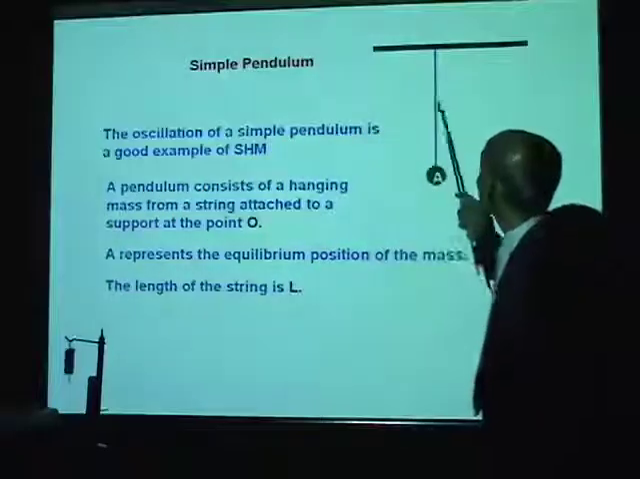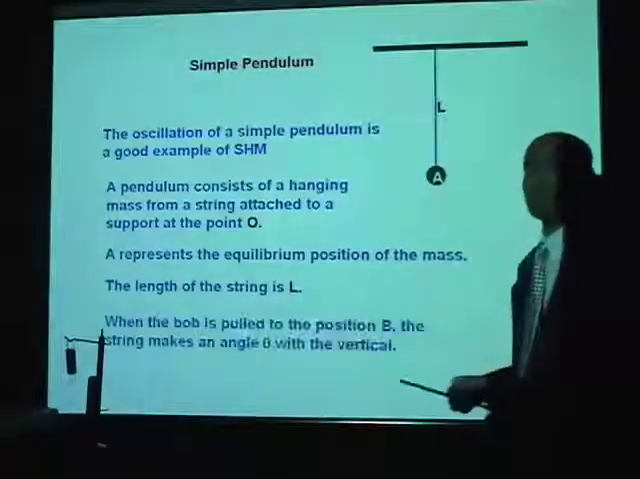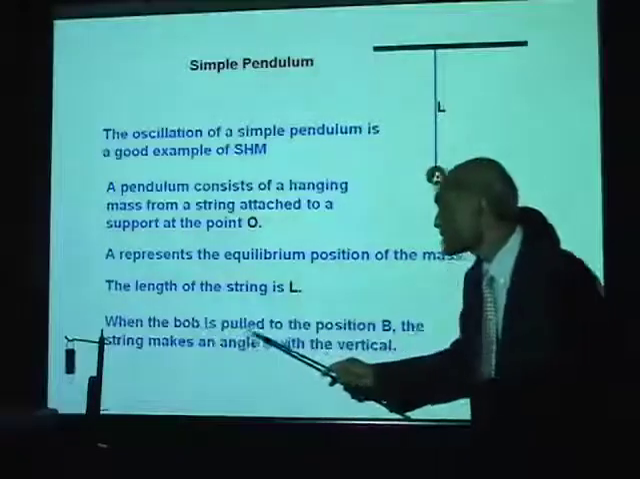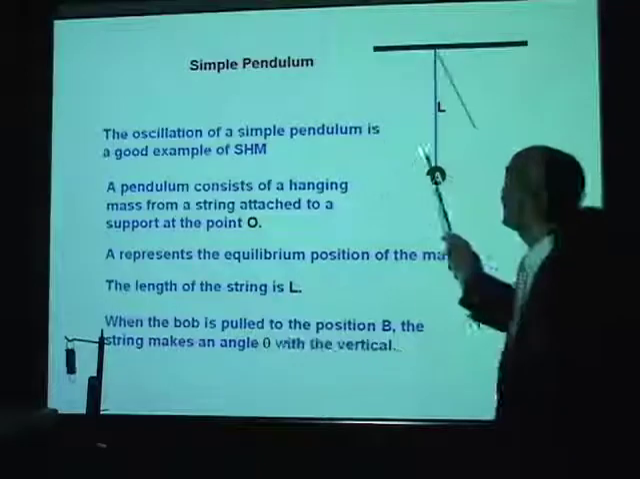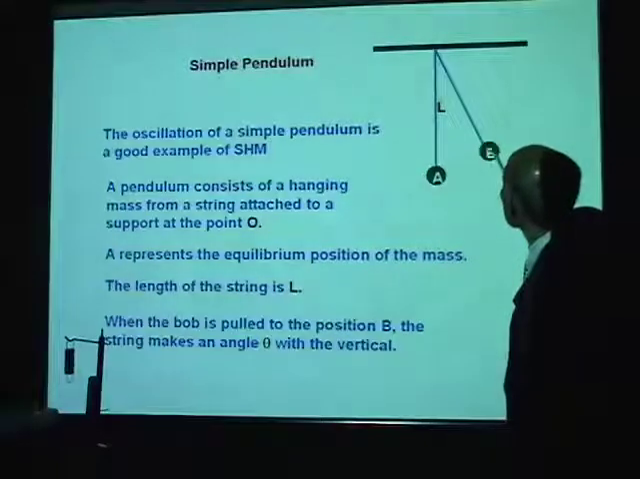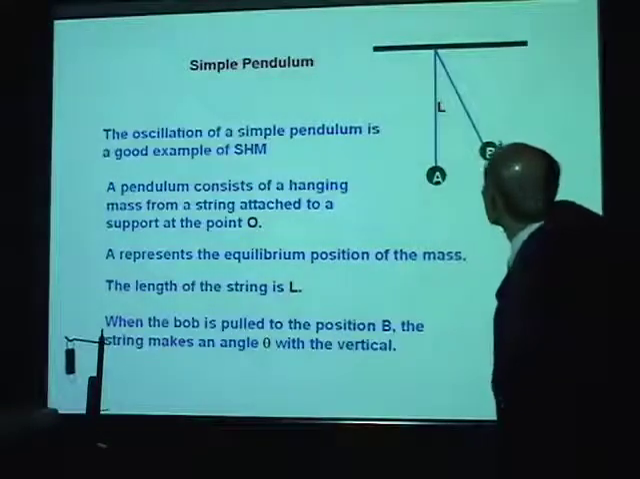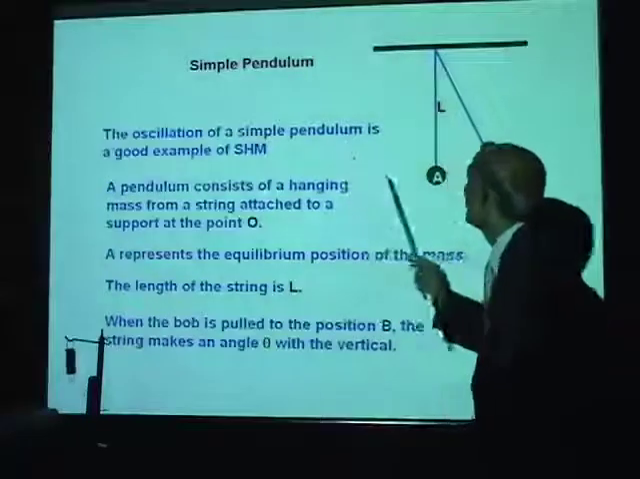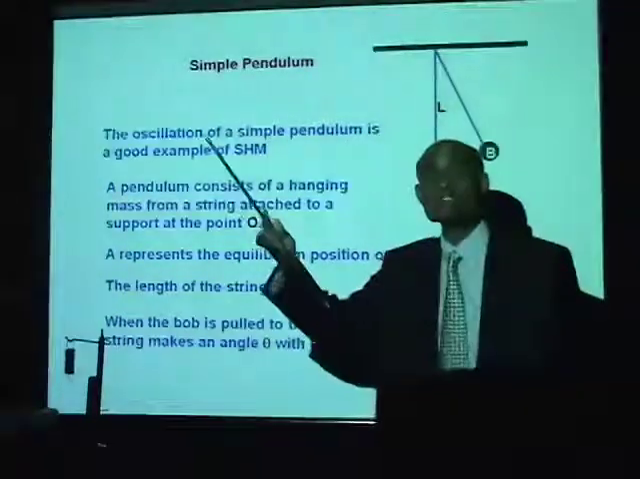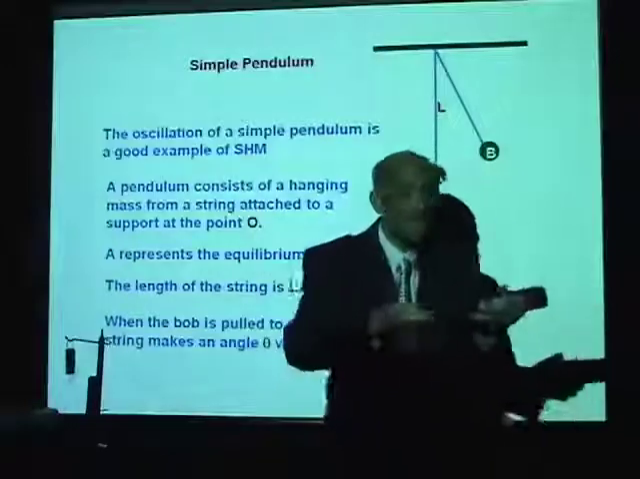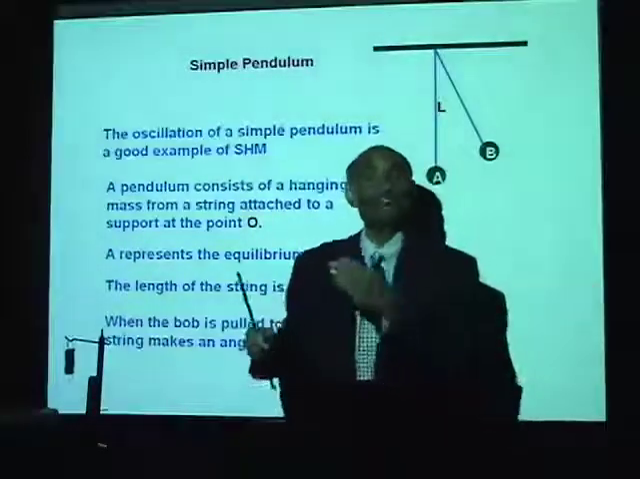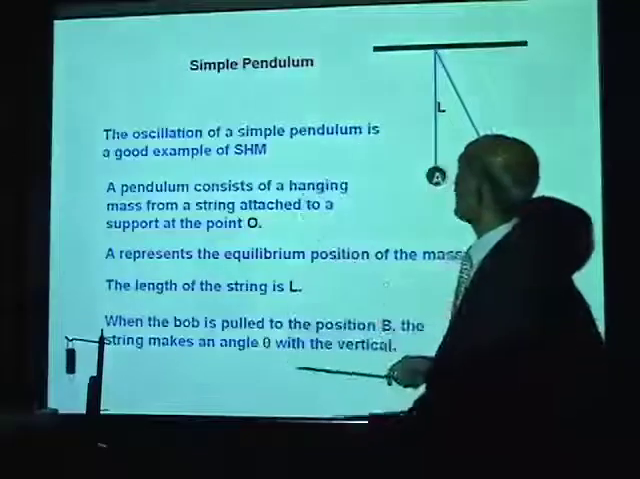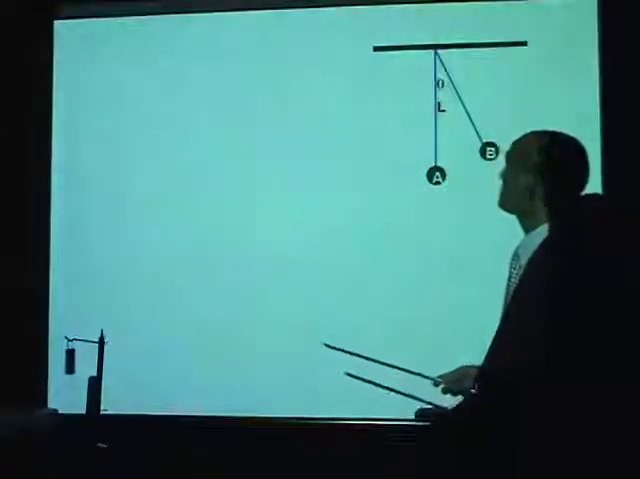Now, the length of the pendulum is L. If you pull the bob to position B and release it, the bob will move back and forth, just like a swing. You pull a swing back and leave it, it will execute oscillations. And that is what a simple pendulum is.